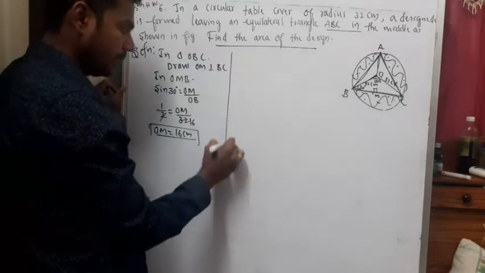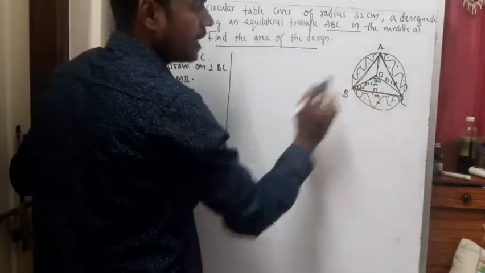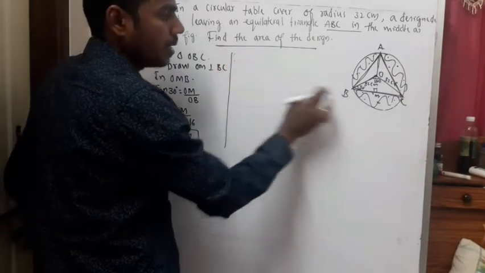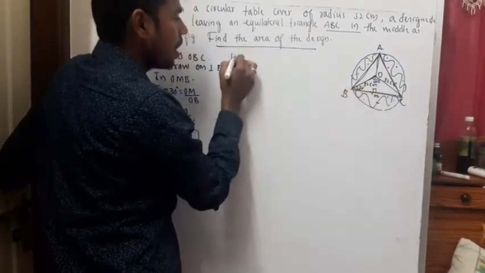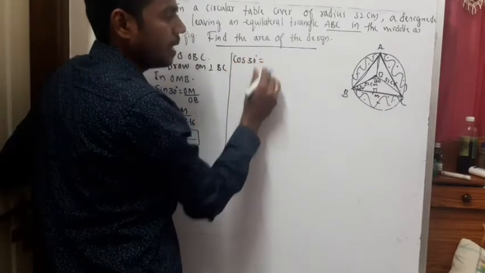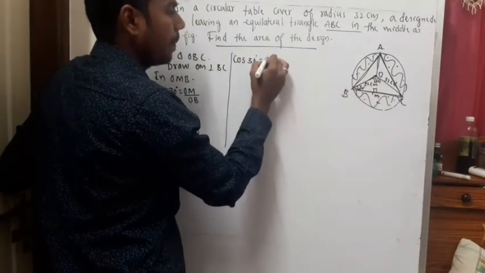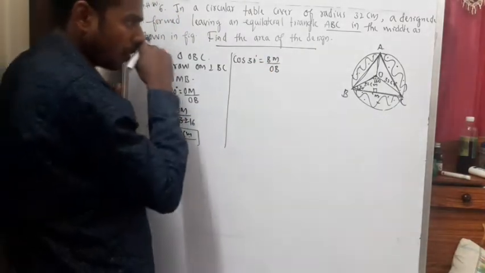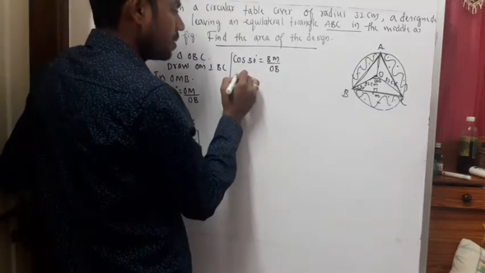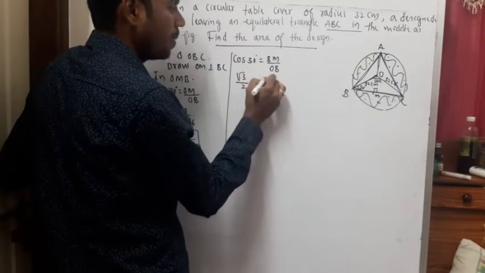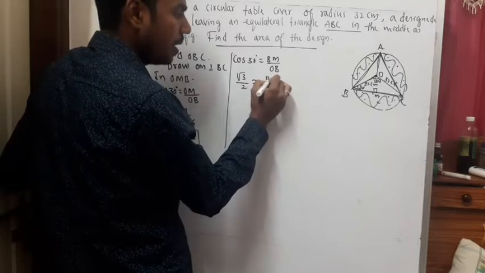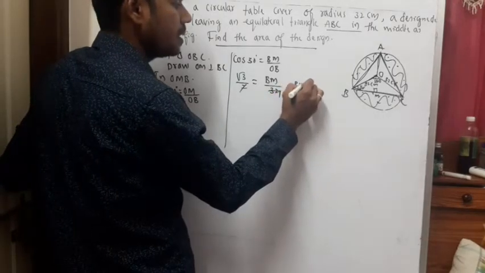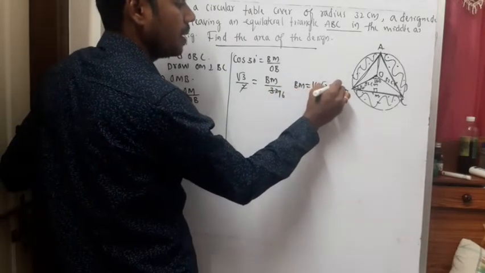Next, in this triangle, again I need to find BM. How do we find BM? Since it is adjacent, I need to use cos 30. Cos 30 is equal to BM divided by OB. Now, cos 30 is root 3 divided by 2. BM is what I need to calculate. OB is 32, so 2 1s are 2, 2 16s are 32. BM is equal to 16 root 3 centimeter.